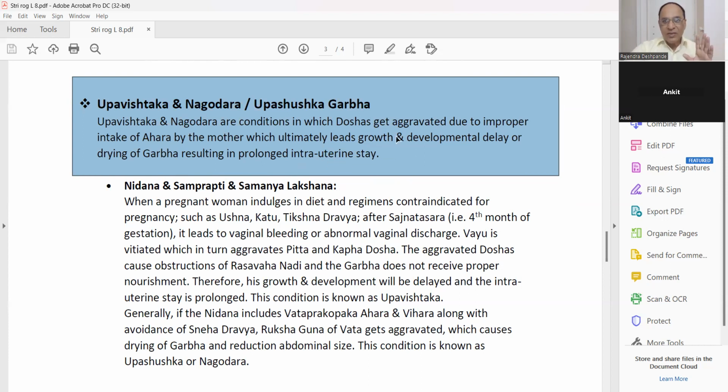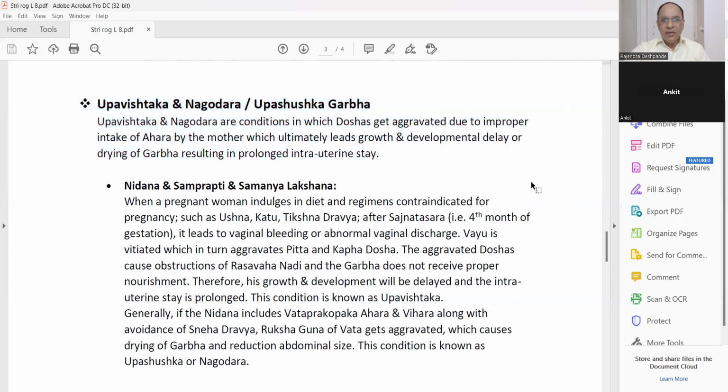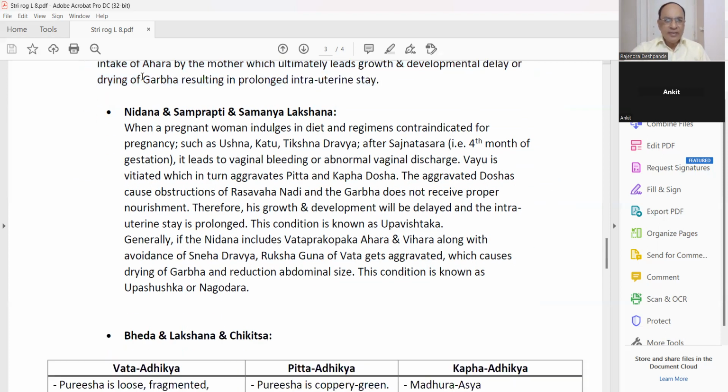So these things are happening. First, growth and development. You write down these things. Upavishtaka and Nagodara: growth and development delay of what? Of Garbha, the fetus. And this word is important, please write down: drying, dry. Ruksha. Snigdhata is gone, unctuousness is gone, lubrication is gone, nourishment is gone. Shushka. Now we will talk about the Nidana and Samanya Lakshana.